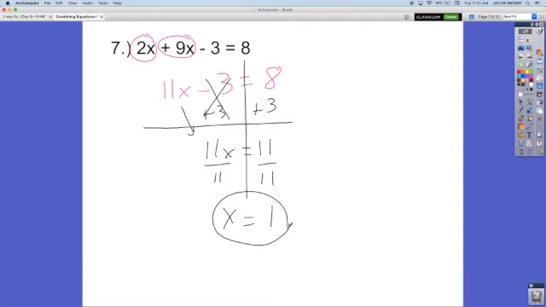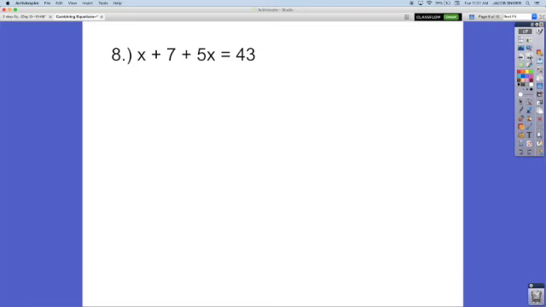Okay? So the only difference is I'm going to combine like terms first, and then I'm going to go to work. For the most part, I want to do that first. I want to combine like terms first. Okay? Copy this one for me. I got x plus 7 plus 5x equals 43.